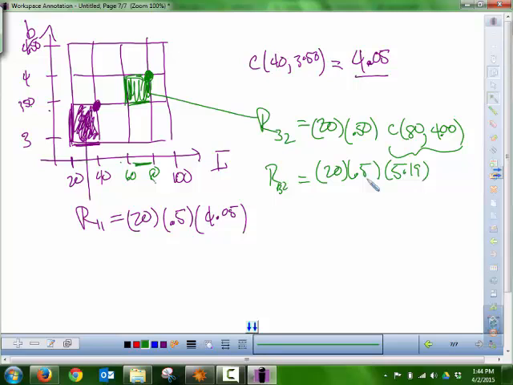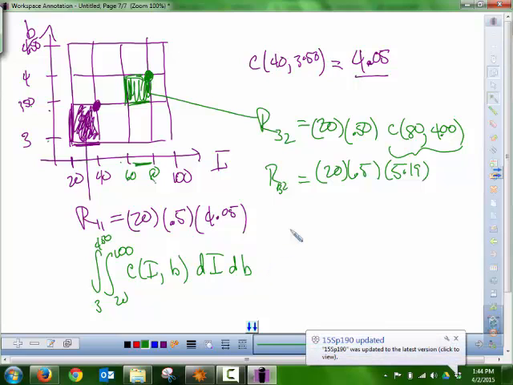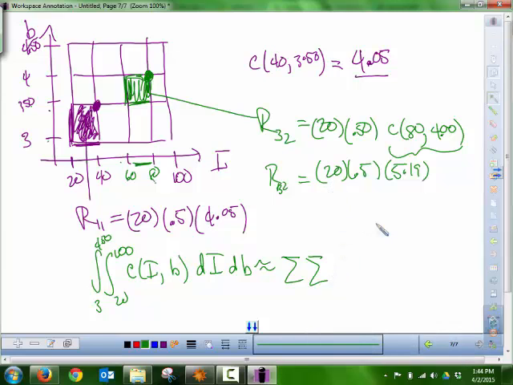Okay? So if you want this double integral of the cost function as a function of I and B, where you integrate with respect to I, you're going to go from 20 to 100. And then you integrate with respect to B, you're going to go from 3 to 450. Then you're not going to be able to figure this out because it's not a continuous function, but you can certainly approximate with just adding up a bunch of these rectangles.